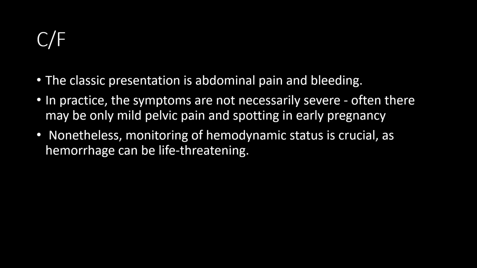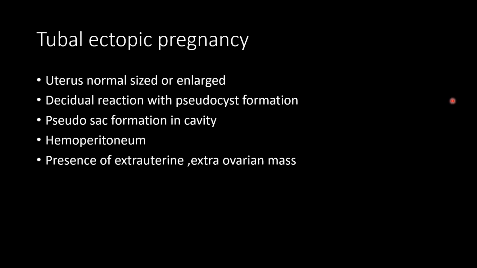Clinical features are usually abdominal pain and bleeding, and usually the symptoms may not be necessarily severe. Often there might be only mild pelvic pain and spotting in case of early pregnancy. So let us discuss the findings in tubal ectopic pregnancy.